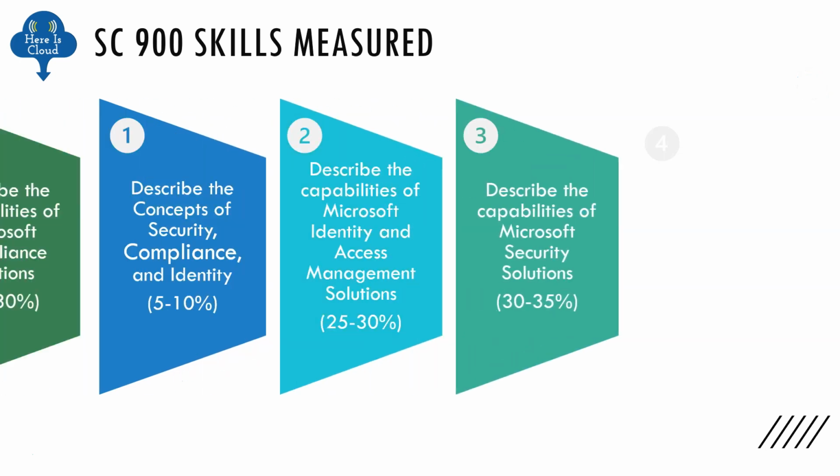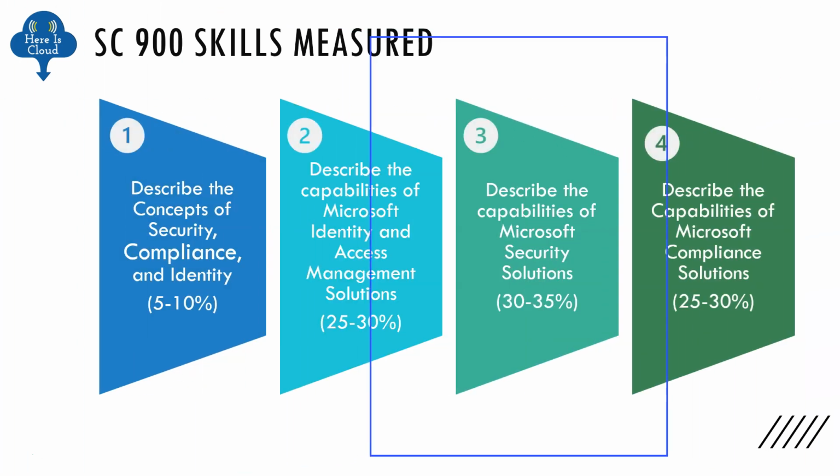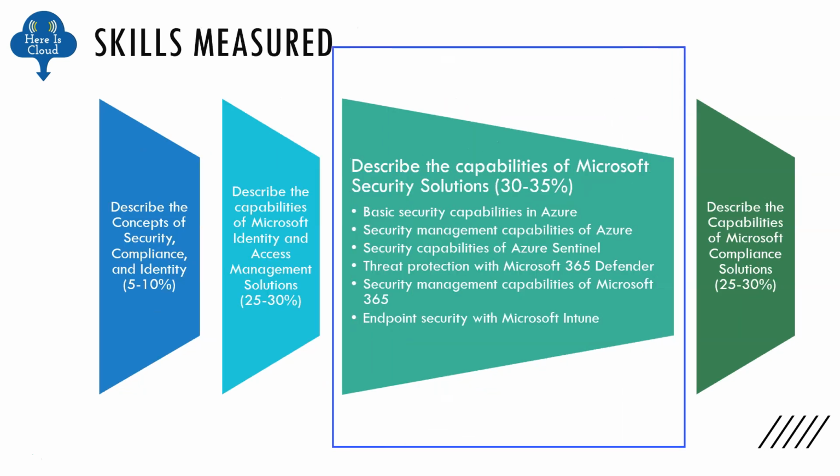Hi all, we are done with section 1 and 2 and now we'll work on section 3, which is describe the capability of Microsoft security solutions. Let's expand this and see what's inside. So there are 6 subsections. Let's get started with the first one, which is basic security capability in Azure.